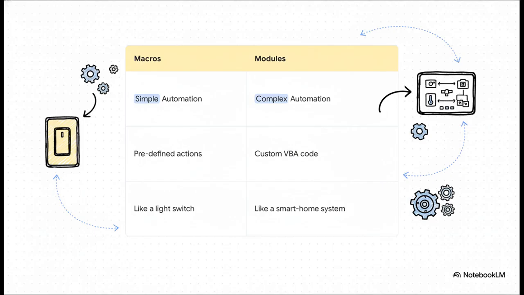Modules, though, modules are the programmable smart home system. This is where you write custom code using a language called VBA. You wouldn't use this just to turn on a light, no way. You'd use it for complex stuff, like creating a sequence that says, when I save this new order, I want you to automatically generate an invoice, email it to the customer, and update our inventory levels. See the difference? When you need real power and custom logic, modules are your go-to.